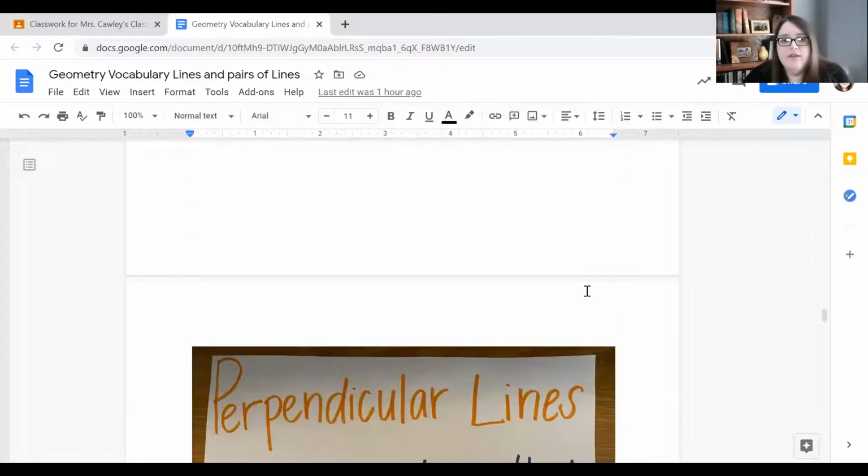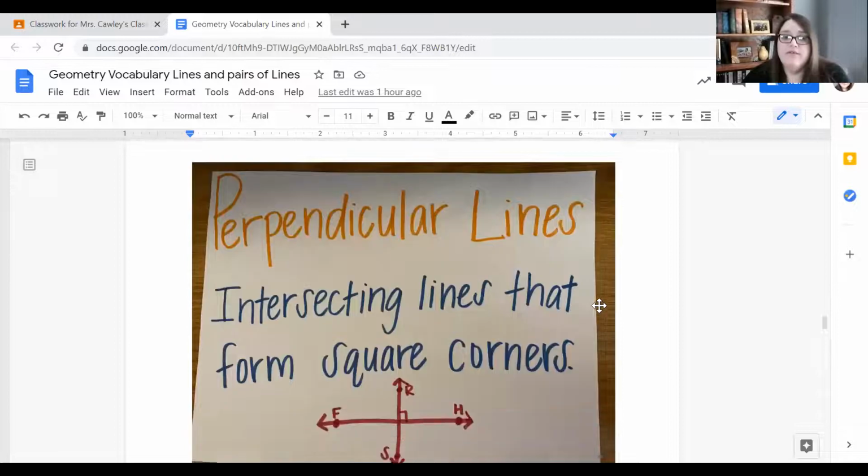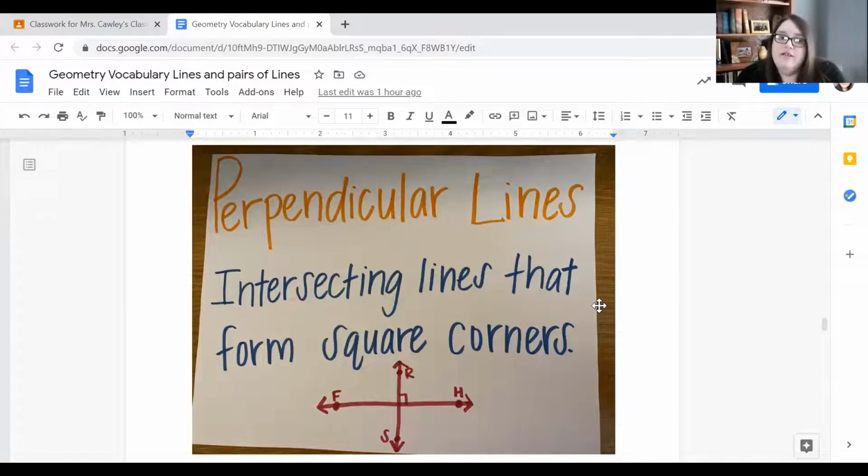Okay, our next word is perpendicular lines. Perpendicular lines are intersecting lines that form square corners, okay? So here are my intersecting lines, right? RS and FH. And what makes it perpendicular, do you see that square in the middle? That is a right angle. So whenever two lines are intersecting lines, and they form that square, that's perpendicular.